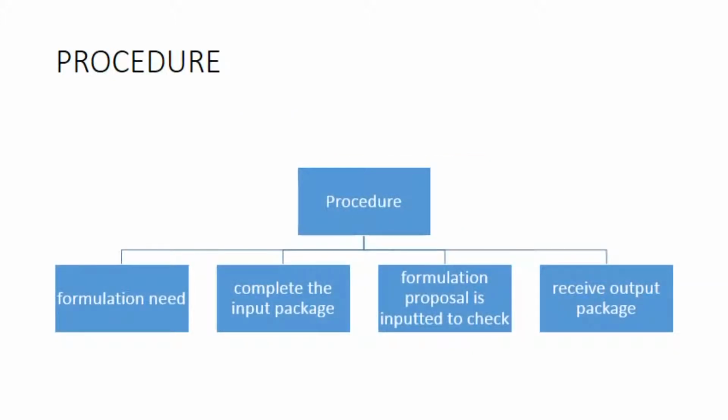Procedure. To use the pharmaceutical expert system, firstly, you have a formulation need. Secondly, you complete the input package including drug properties, compatibility with excipients, and excipient properties. After that, your formulation proposal is inputted in the expert system to check. You receive your output package such as recommended formula, tests to be performed, and statistical design. Finally, the tests are performed to check the exact formula.